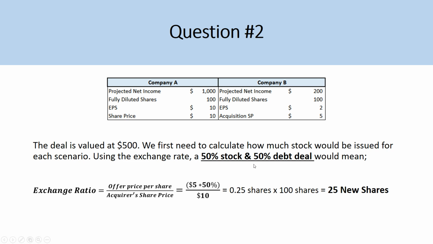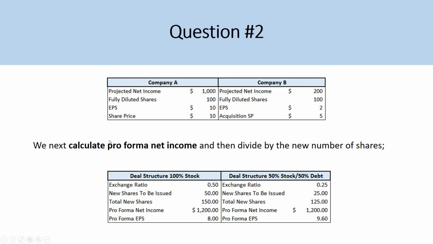So in a scenario where there's only 50% stock in the consideration, the new fully diluted shares outstanding would be 125, relative to when it's 100%, it'd be 150. So we next calculate pro forma net income and then divide it by the new number of shares. We have pro forma net income of 1,200 in both instances, but the total new shares differ. With 100% stock, we divide 1,200 by 150 to get pro forma EPS of 8. In the other scenario, we have 1,200 divided by 125. So there are fewer total shares outstanding, and the new EPS would be 9.6.